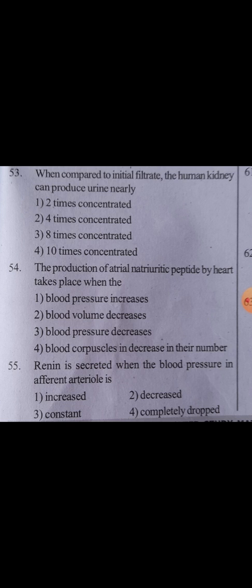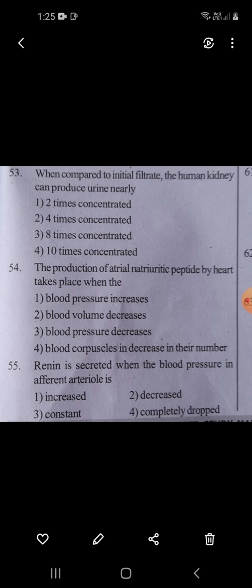Next comes the 54th question. The production of atrial natriuretic peptide by heart takes place when the: 1. Blood pressure increases, 2. Blood volume decreases, 3. Blood pressure decreases, 4. Blood corpuscles decrease in their number.